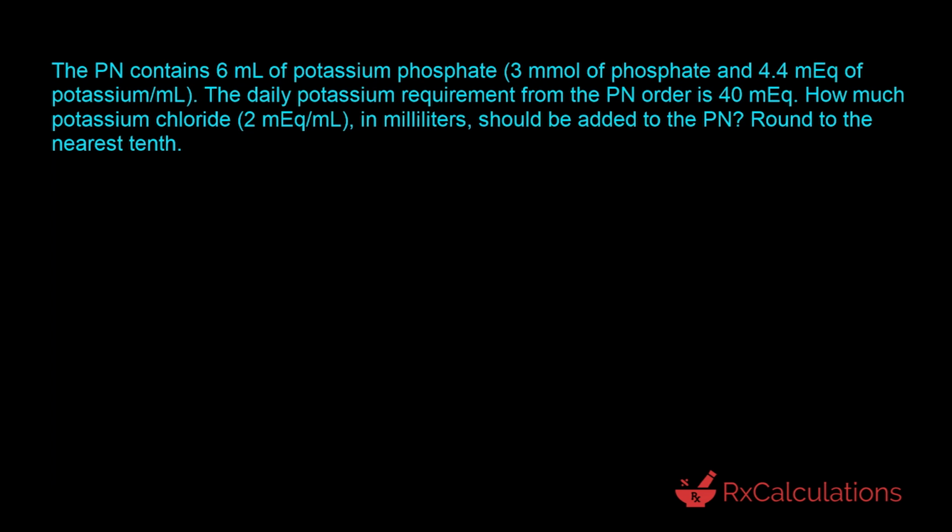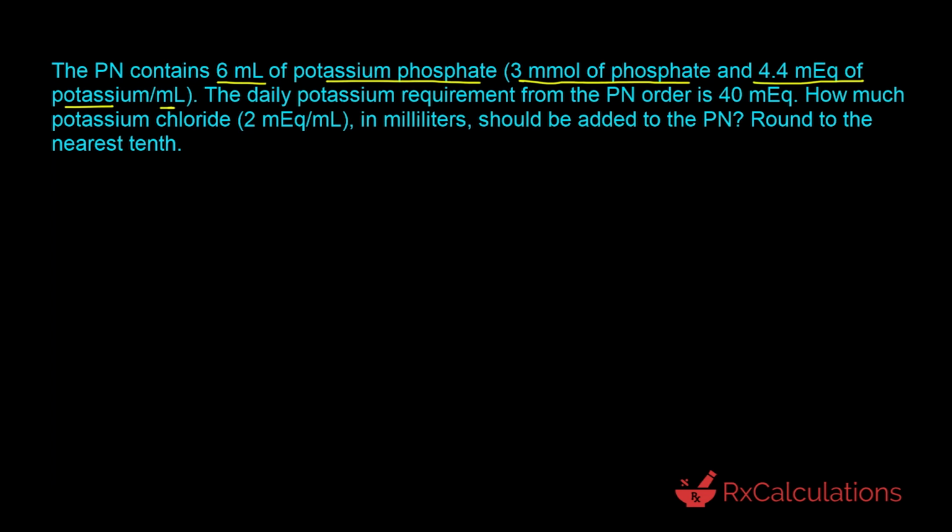So here we have PN, and PN contains, that's your TPN, right? It contains 6 milliliters of potassium phosphate, right? Now, this potassium phosphate has 3 millimoles of phosphate and 4.4 milliequivalents of potassium in each milliliter. And normally, even on the NAPLEX, I'm quite sure that they will give you that information. So you don't need to memorize that piece, okay?